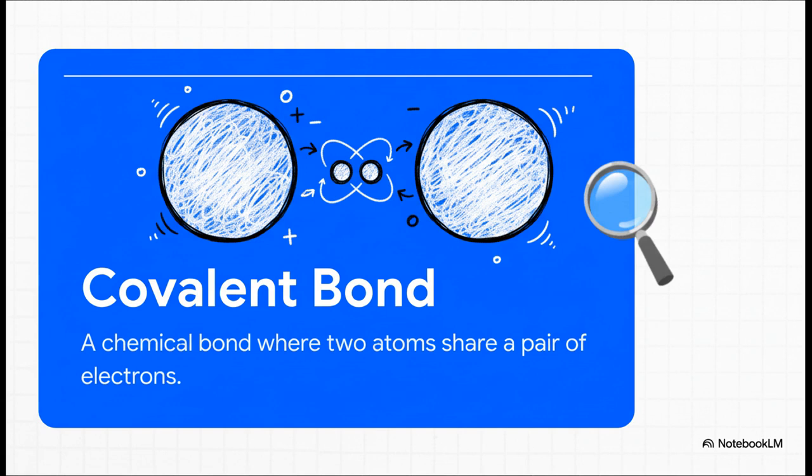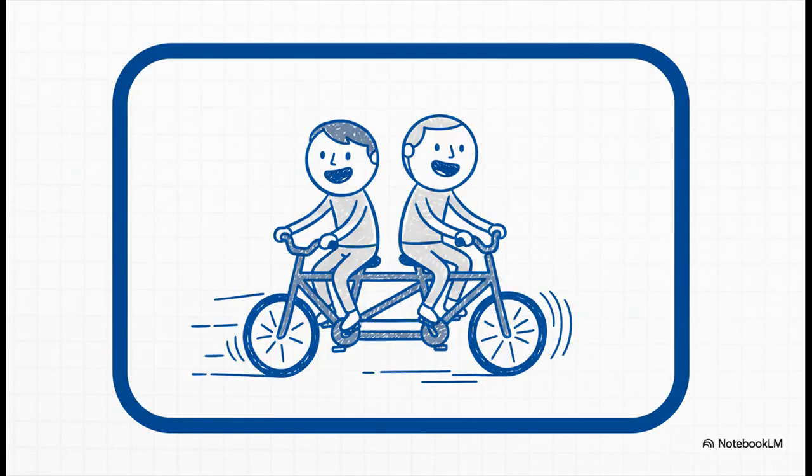This isn't about one atom stealing from another, not at all. It's all about teamwork. Here's a super simple way to think about it. Imagine two friends who want to ride a bike. The friends are the atoms, and that bike they're sharing, well, that's the pair of electrons that holds them together. They both get to use it, so they stick together. That, in a nutshell, is a covalent bond.